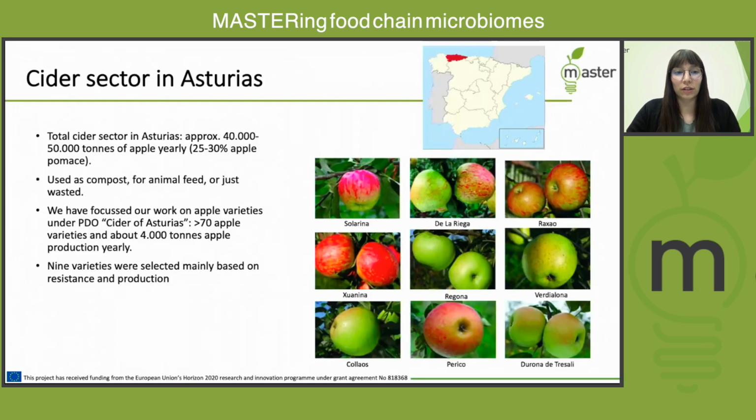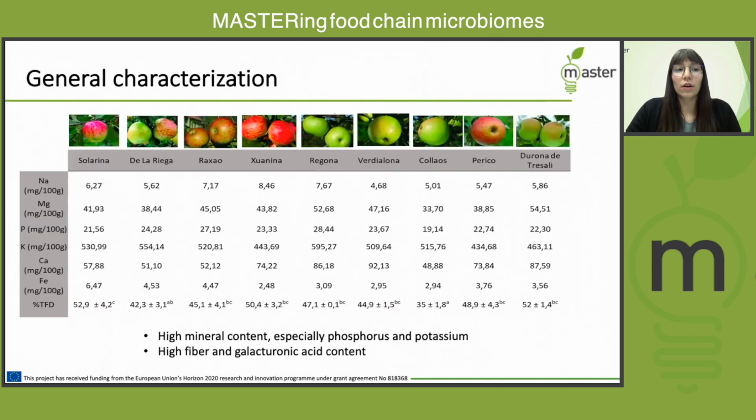The cider sector in Asturias produces around 12,000 tons of apple pomace per year that is used normally as a compost for animal feed or just waste. We have focused our work on apple varieties under PDO Cider of Asturias, and we selected 9 varieties based on their resistance and production.